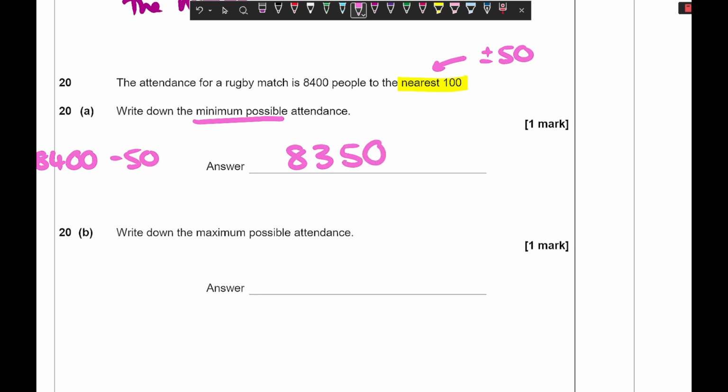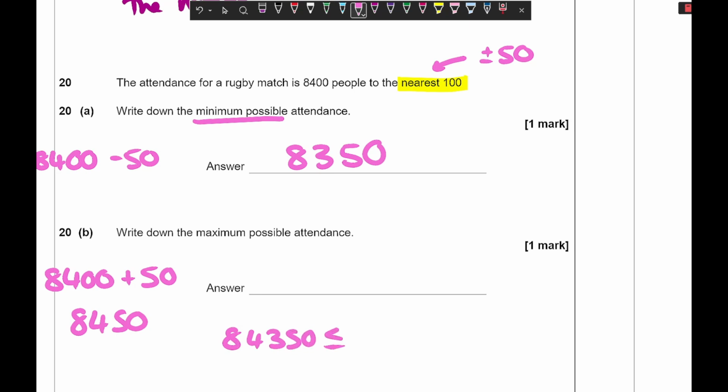It then says write down the maximum possible attendance. Well, there I'm going to add 50, which gives me, now because it's to the nearest 100, we've got 8450. Now the problem with this is that the error interval is going to look something like this, and I think I've gone a bit crazy with my numbers there, so let me just change that. So 8350 and 8450 is this here.